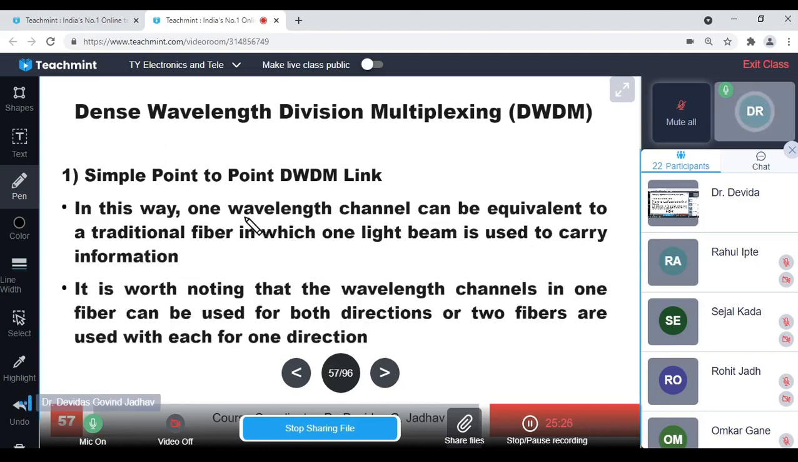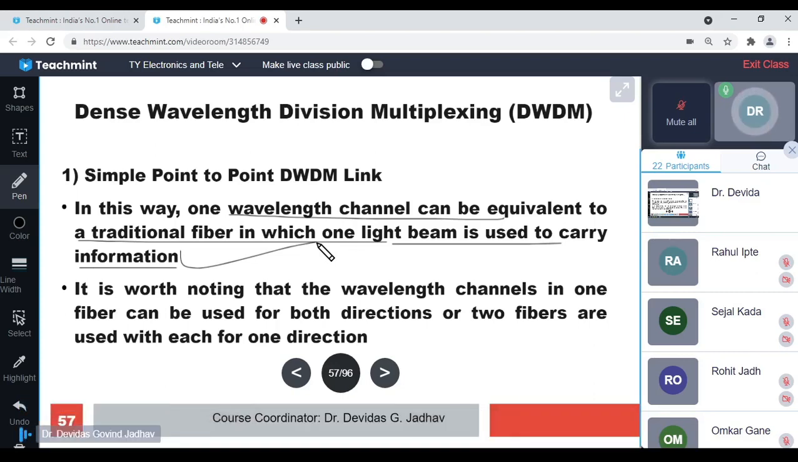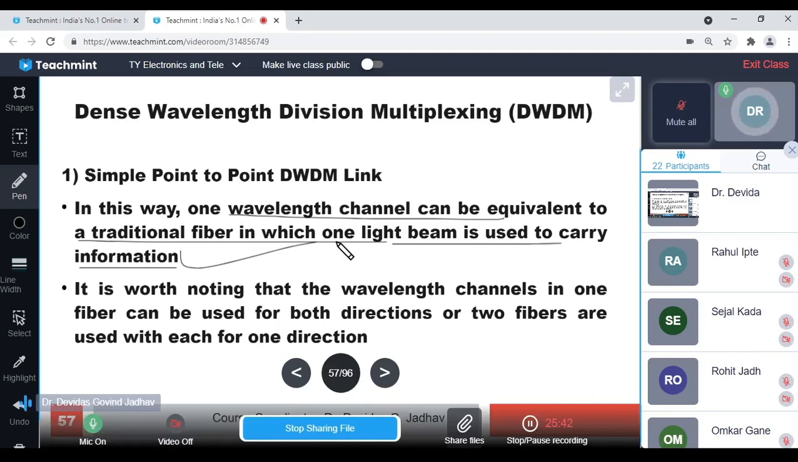In this way, one wavelength channel can be equivalent to traditional fiber in which one light beam is used. Traditionally, one light beam carries only one wavelength. But here, one light beam carries multiple channels, and each channel can have various further combinations of the data which is transmitted simultaneously. So this single beam is having wavelength division multiplexing or dense wavelength division multiplexing.